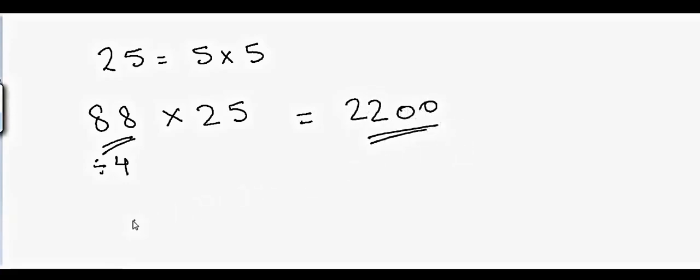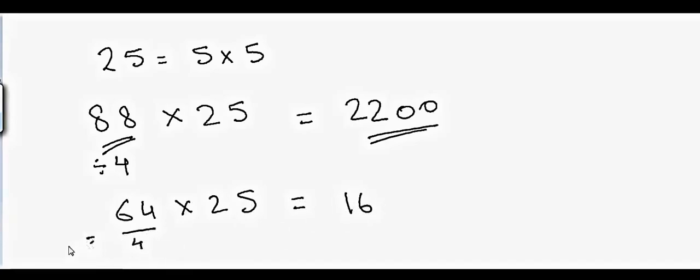Again, if I have to multiply 64 by 25, so that will be equal to 16, because 64 divided by 4 is equal to 16. So we have 1600 as the answer.